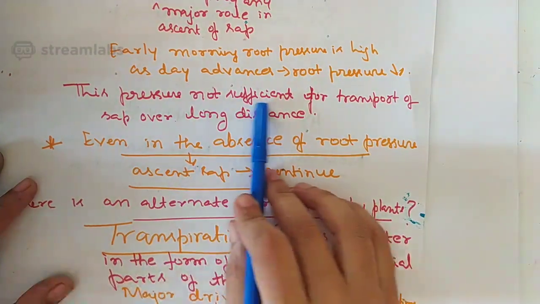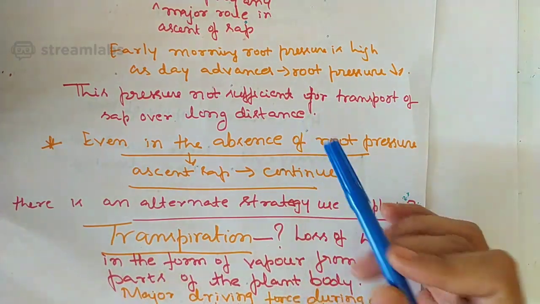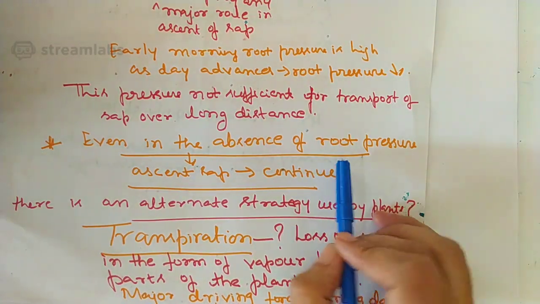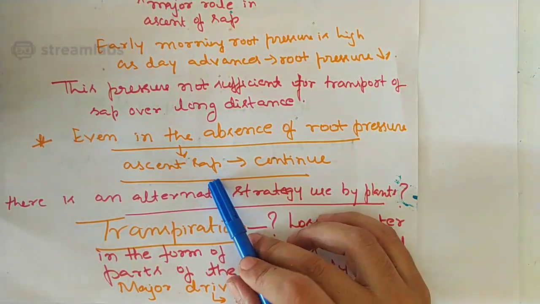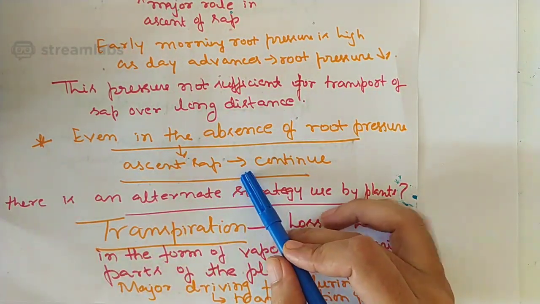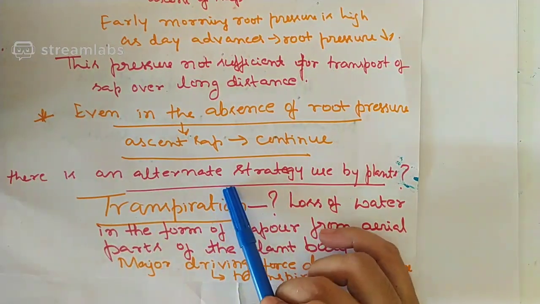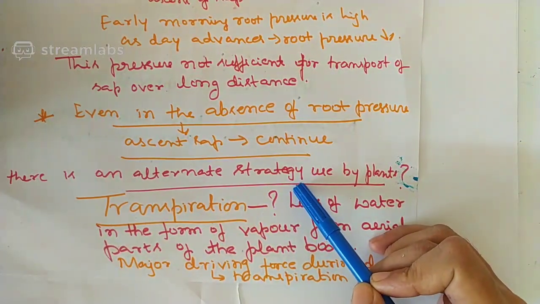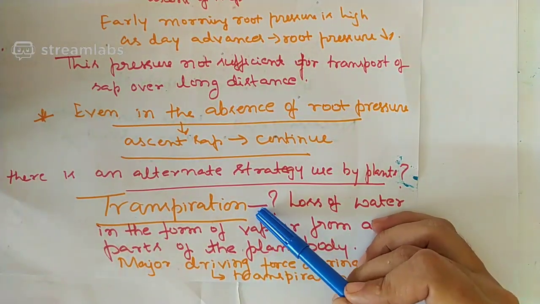This root pressure is not sufficient for the transport of sap over long distance, and they have found out that even in the absence of root pressure, the ascent of sap can take place. That means the plant must have something else which is going to help in the transportation. There must be an alternate strategy which is going to help in the transportation or conduction, that is transpiration.